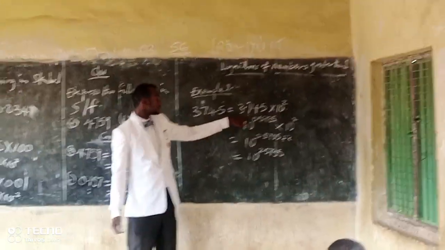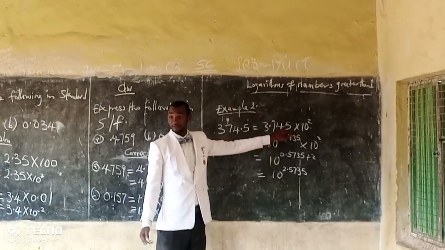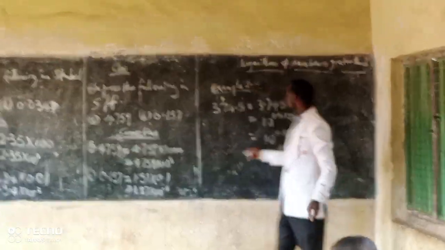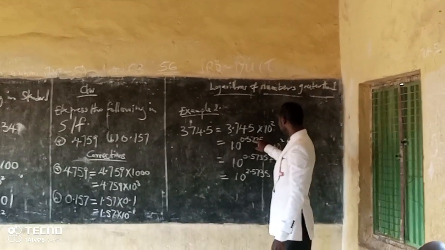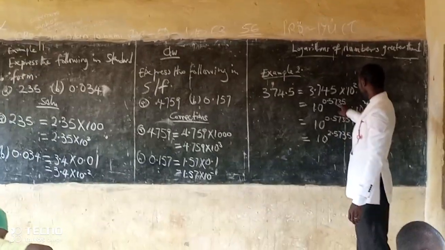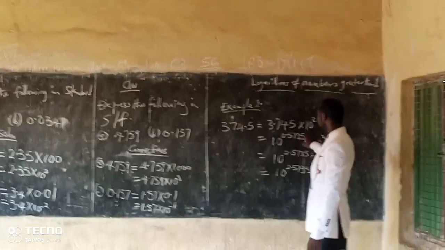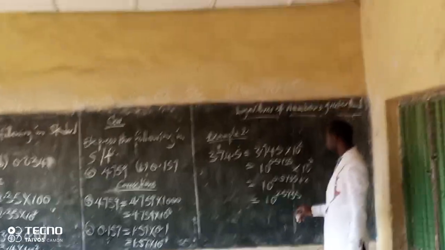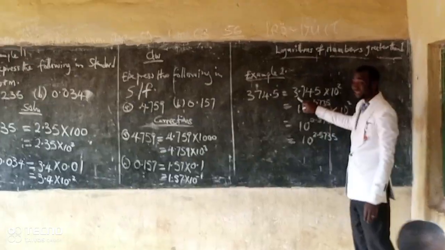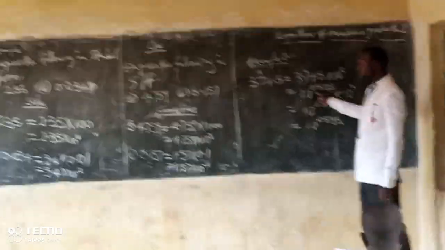Check your logarithm table. Check 37 under 4, difference of 5. So let me give you 5, 7, 3, 5. Because the characteristic is 0, the number before the point, that's why we have a 0.